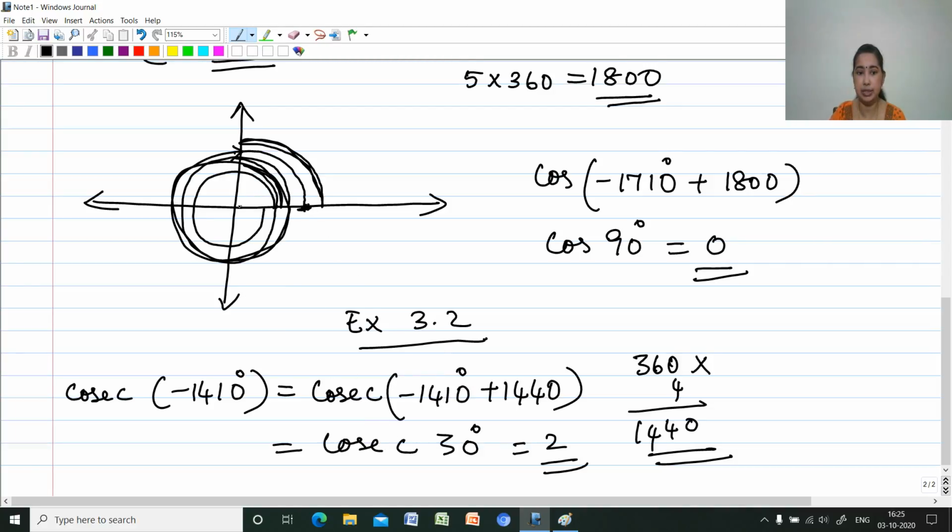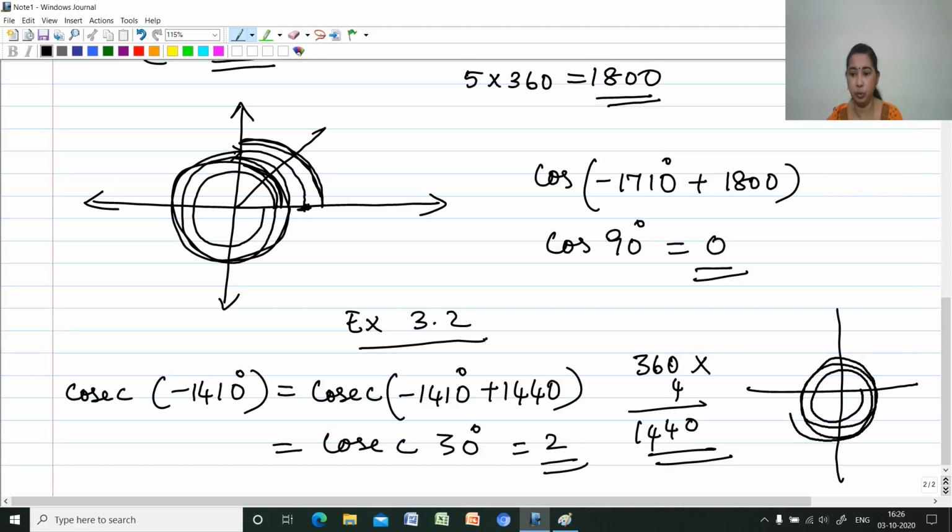So cosec 30 means it will be here. It is moving completely through how many revolutions in the clockwise direction? First one, second one, third one, fourth one, and it is reaching here. Now I need to find out only the positive angle. For that, this much angle it is minus 1410. Along with that, the positive angle 1440. If I add that, I get the small angle, that is 30 degree. And cosec 30 is 2. So that is the way in which you have to complete it.